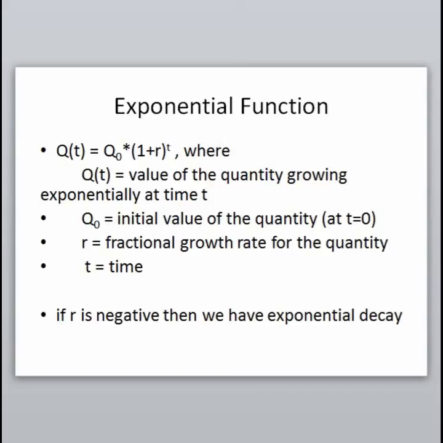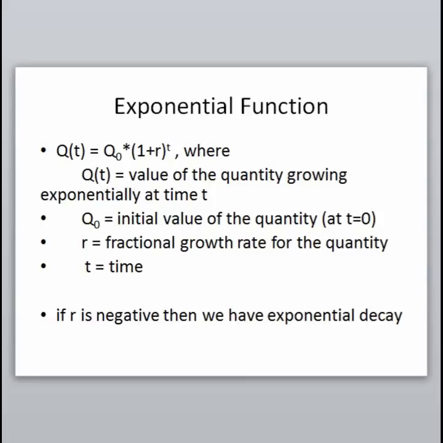We model an exponential function with this Q of t function, and it might look scary, but it's really not that bad. So Q of t just stands for the quantity at some time t. Q naught, that's the Q with a little zero down beside it. We say that's Q naught. That represents our quantity at time 0. That's why we've got the little 0. That's our quantity at time 0.